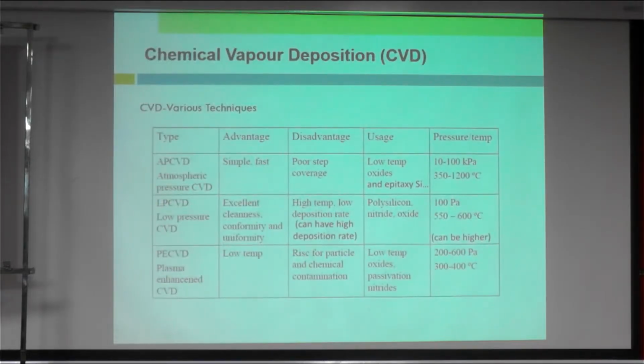So there are three types in general. There are more than this, but these are the most common types of CVD using various techniques: APCVD, which is done at atmospheric pressure, LPCVD, low pressure, and PECVD, which is plasma enhanced CVD. All these have their own advantages. For example, APCVD is simple and fast, LPCVD has excellent cleanness, conformity and uniformity, and PECVD works at low temperature.